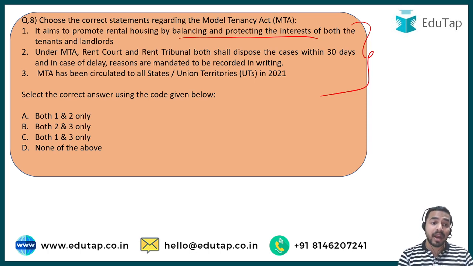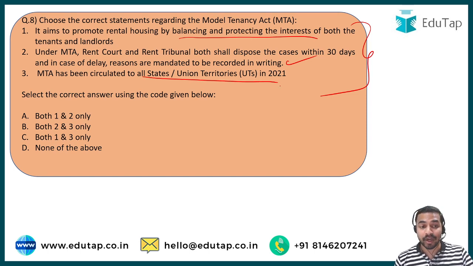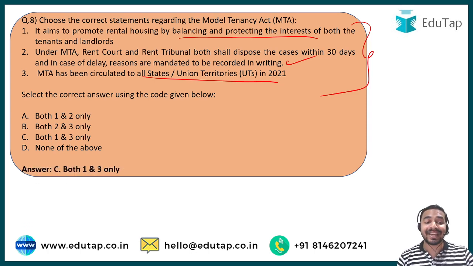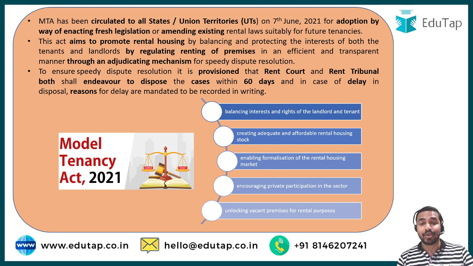Okay. Under the MTA, rent court and rent tribunal both shall dispose of the cases within 30 days, and in case of delay, reasons are mandated to be recorded in writing. And the third statement says that MTA has been circulated to all states and union territories in the year 2021. So please tell me what exactly is the right answer, and the right answer to this question is option C, that is, both 1 and 3 are correct. So my dear friends, now let's discuss this in a much more detailed manner.